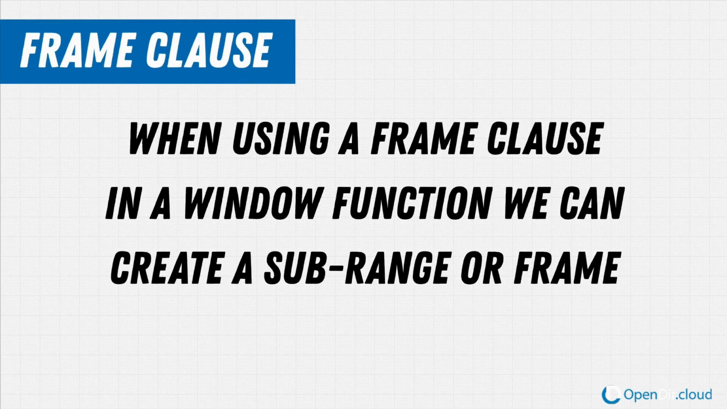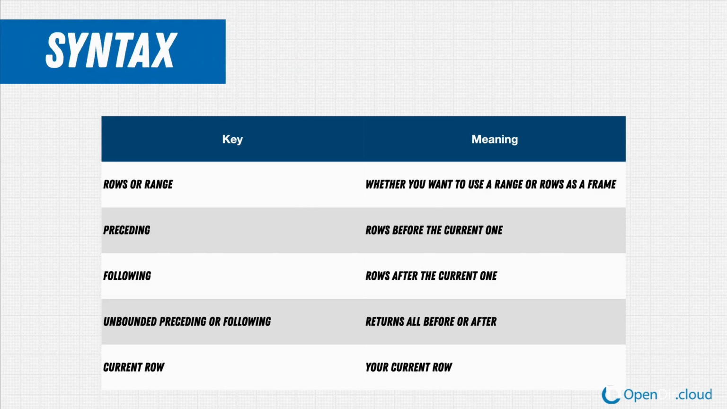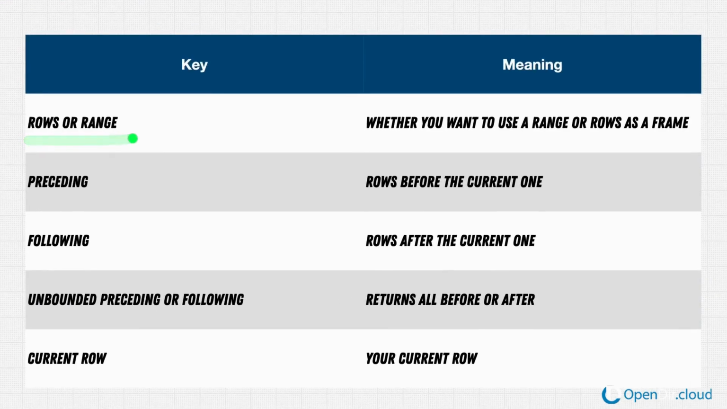Now, framing comes with a very specific syntax, a syntax that we haven't looked at yet. When we look at it, we can say rows or range, whether or not you want to use a range or rows as a frame. We can use something called preceding, take all of the rows before the current one. We can use something like following, use all of the rows after the current one. And then we can do something like unbounded preceding or following. Return all before or all after. And then we can say something like current row, your current row.